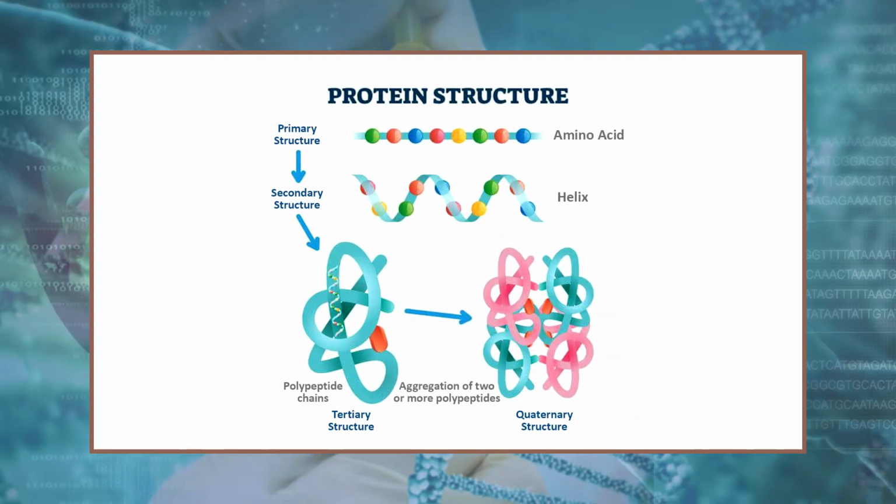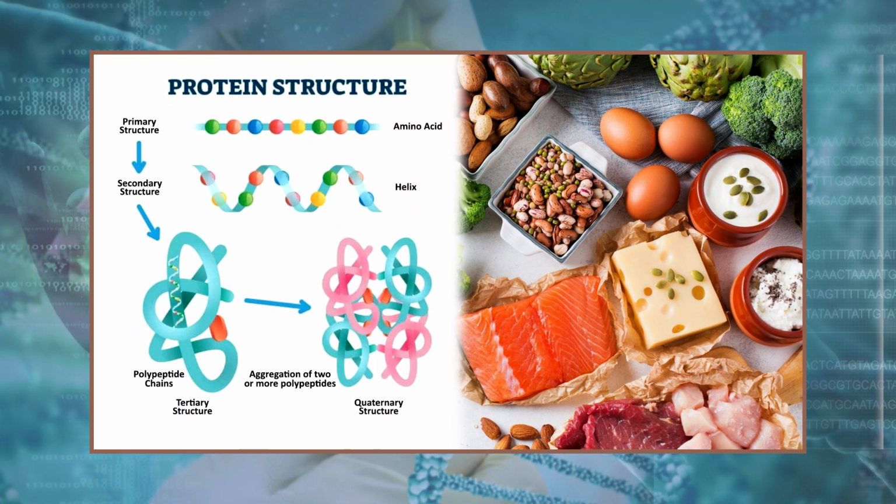Polypeptide chains are further folded into secondary, tertiary, and quaternary structures to form different proteins. As every organism contains many genes in its DNA, different types of proteins can be formed. Proteins are the main functional and structural molecules in most organisms.